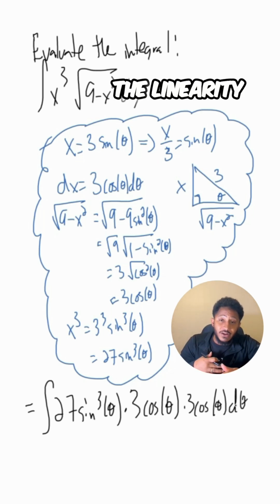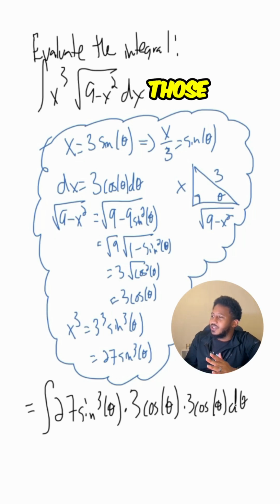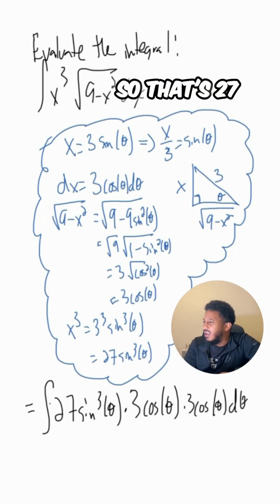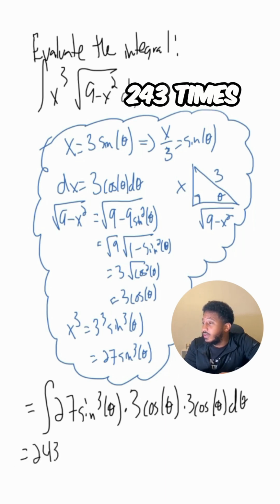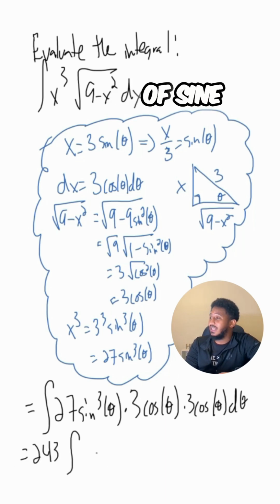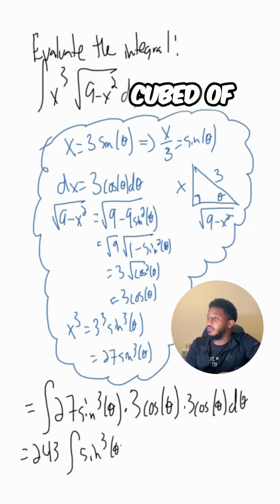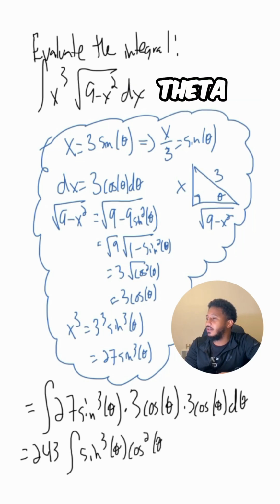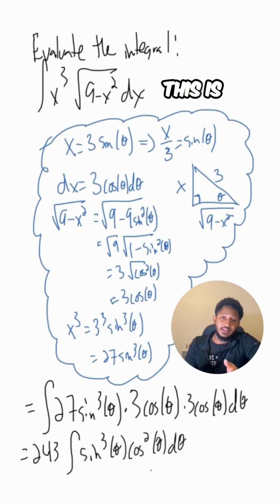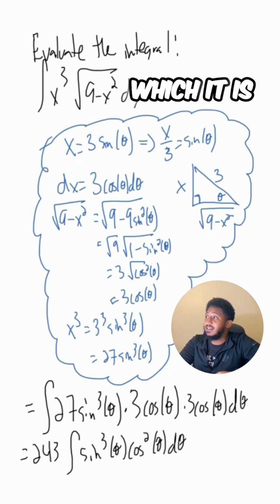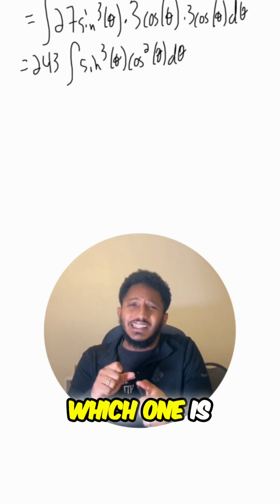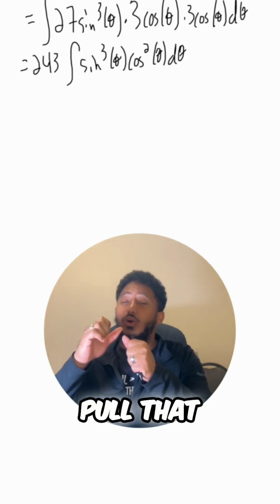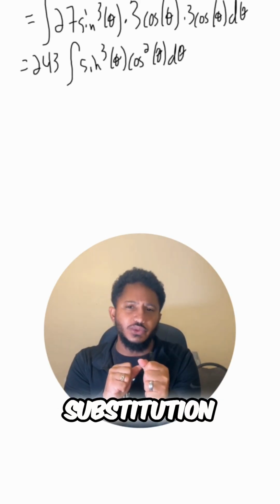Because of the linearity of integrals, we're allowed to take those constants and bring them out in front. So 27 times 3 is 81, times 3 is 243. 243 times the integral of sine cubed of theta, cosine squared of theta, d theta. And hopefully this is an easier integral to integrate, which it is. With sines and cosines, we always look for which one is odd. We can pull that off and make a U substitution out of it.